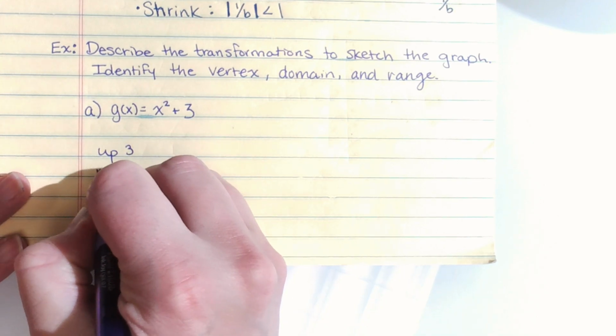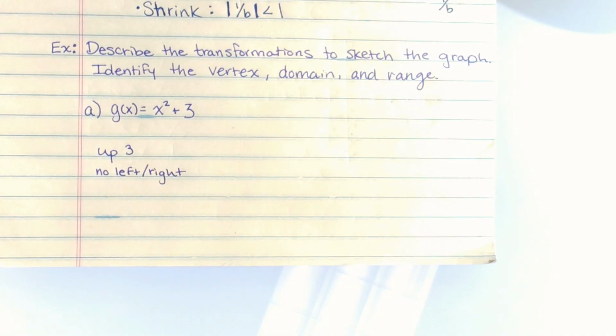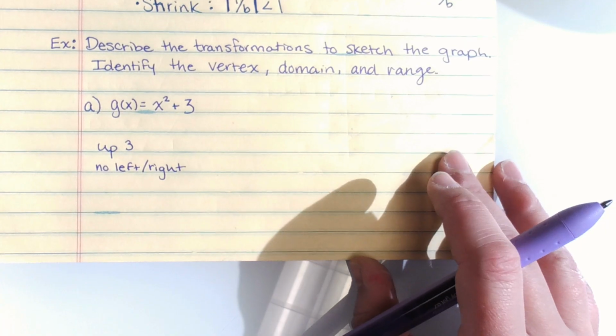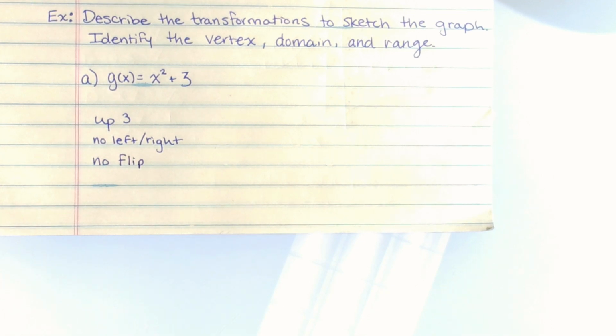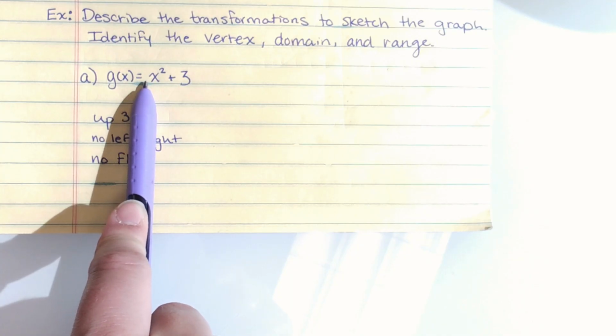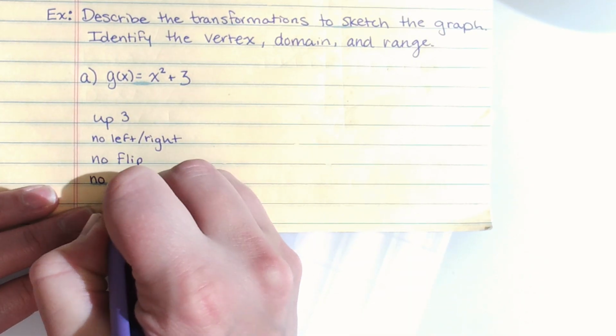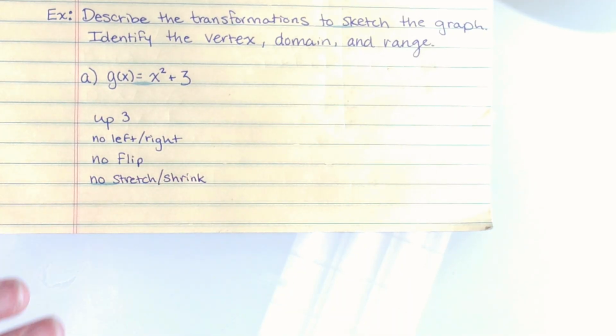No. Now you don't have to write no left and right when it doesn't actually do the item. I do it for the sake of our notes. If you do it every time, go for it. But there was no left or right movement. Does it flip over? No flip, no reflection. Does it stretch or shrink? Stretch or shrink, we're looking for the number in front of x squared. There isn't one, which means there's no stretch or shrink. The only thing this one did was move up 3.